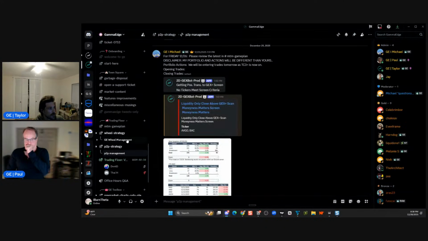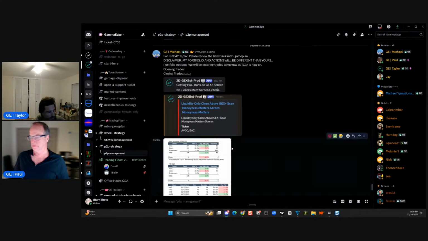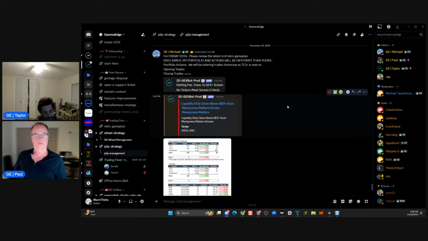We also have the wheel strategy, right? The wheel strategy is a very common options-based strategy, but we put our twist on it in terms of filtering for the criteria of stocks, because there's a bazillion stocks out there you could trade. So we have the Gamma Edge filter, looking for strong call dominated stocks. We do that through a variety of our different scans, and we unify that into a single scan.